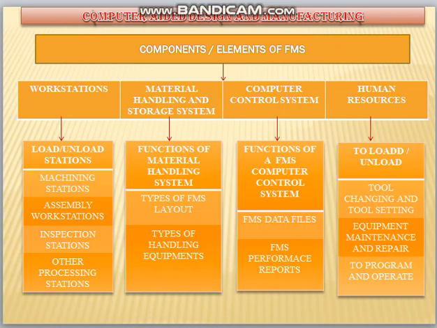In our computer-aided design and manufacturing subject, let us see what the components or elements of FMS are. There are four basic components of FMS: workstations, material handling and storage system, computer control system, and human resources. In the case of workstations, we have the loading and unloading station.